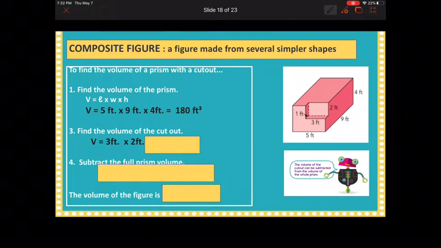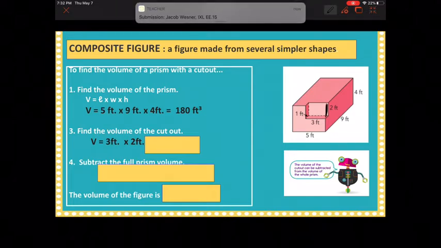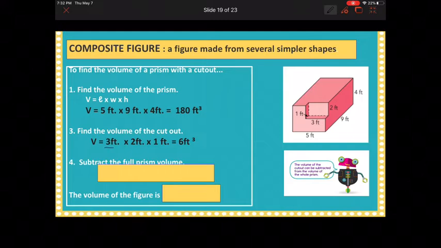And I did that wrong. I put the height first in my little PowerPoint here. So times height, which is 2 feet. You can see I did that wrong there. Well, I didn't do it wrong. I just did it not in the right order. So I did length times height times width. Will I get the same answer?